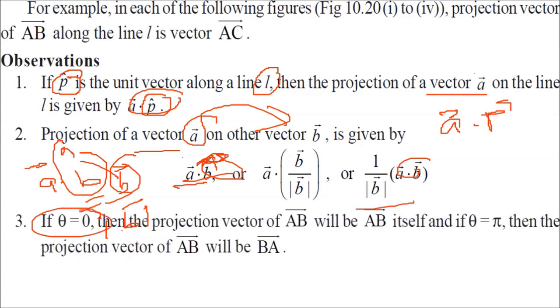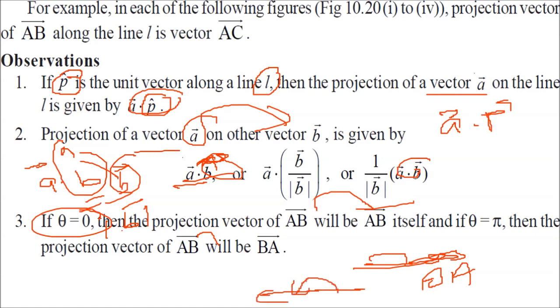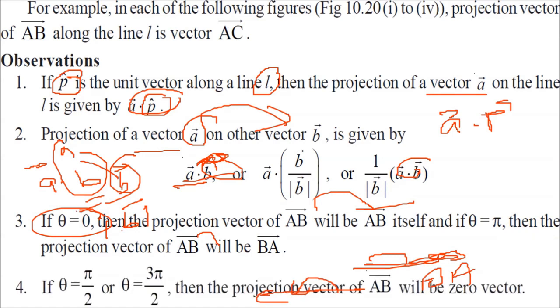If theta is 0, then the projection of a vector AB will be simply itself. If theta is 180 degrees, it is the same, so the projection of AB will be simply BA, because pi is on this side. And in case theta is (2n plus 1) pi by 2, that is an odd multiple of pi by 2, then the projection vector of AB will be a 0 vector.